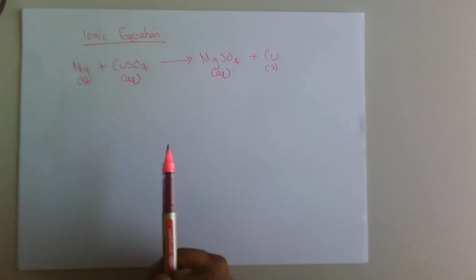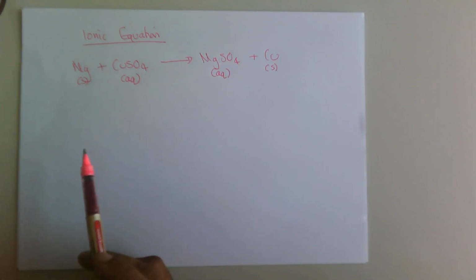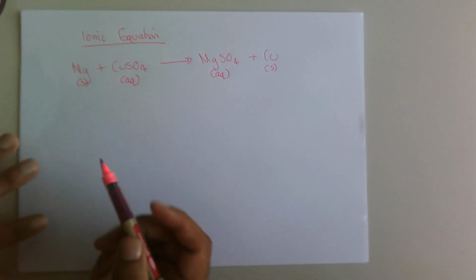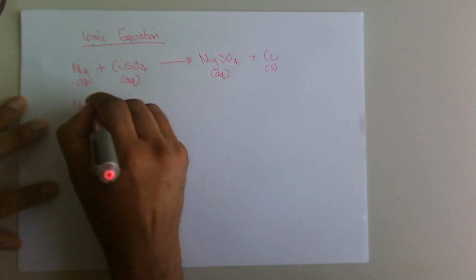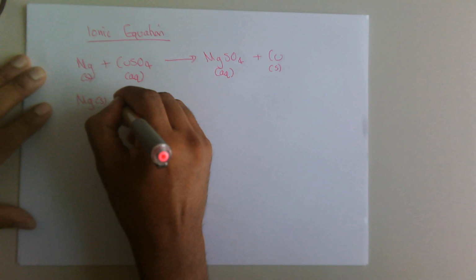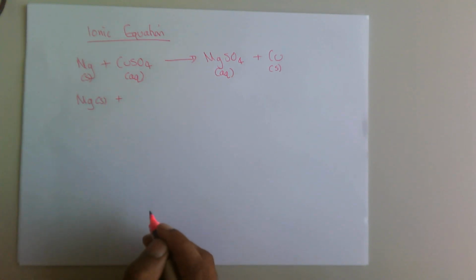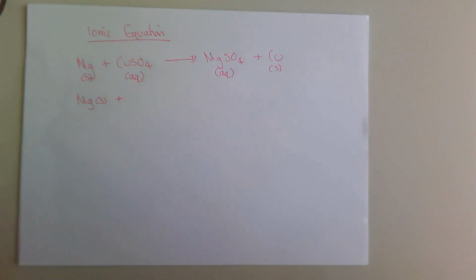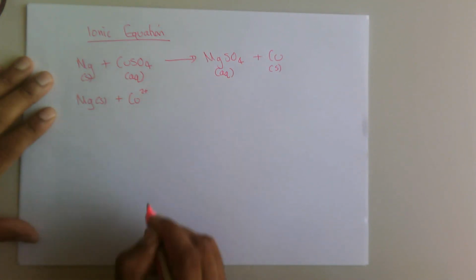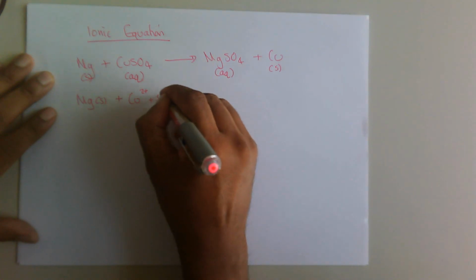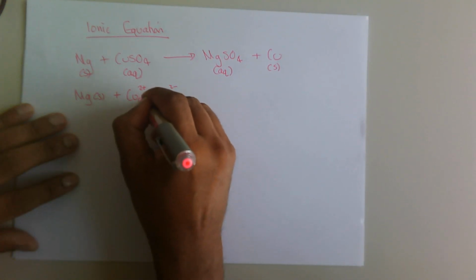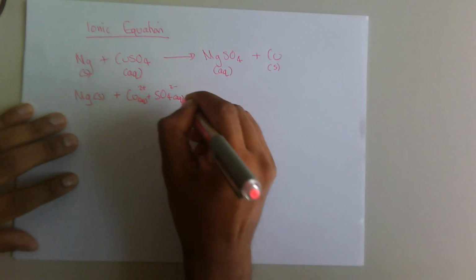The key thing here is you keep solids, liquids and gases as they are. So in this case, magnesium is a solid, so that stays as magnesium. Copper sulfate is aqueous, so here you need to split the solution up into the ions that they exist in. So copper exists as a Cu2+ ion, and sulfate exists as an SO4 2- ion. They're both aqueous, in the form of ions.